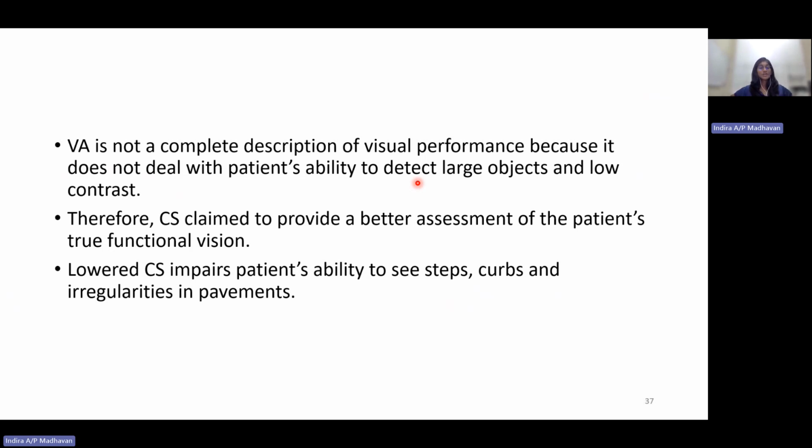Okay, so therefore, contrast sensitivity is claimed to provide a better assessment of the patient's true functional vision. Lowered contrast sensitivity impairs the patient's ability to see the steps, curves, and irregularities in the pavements.